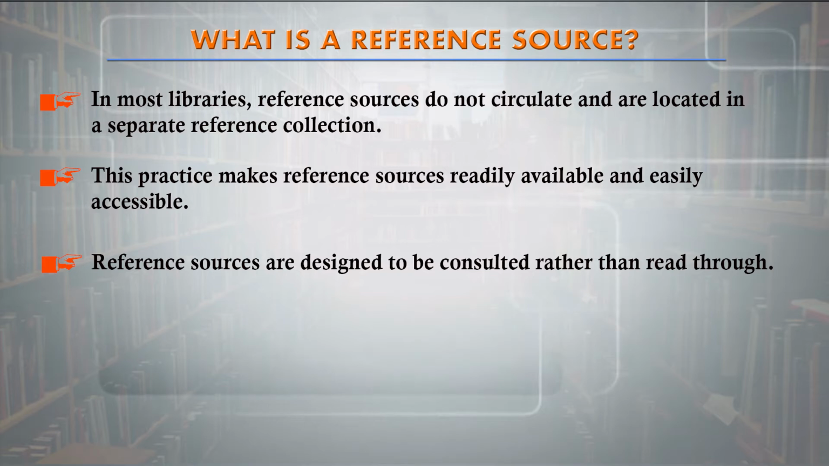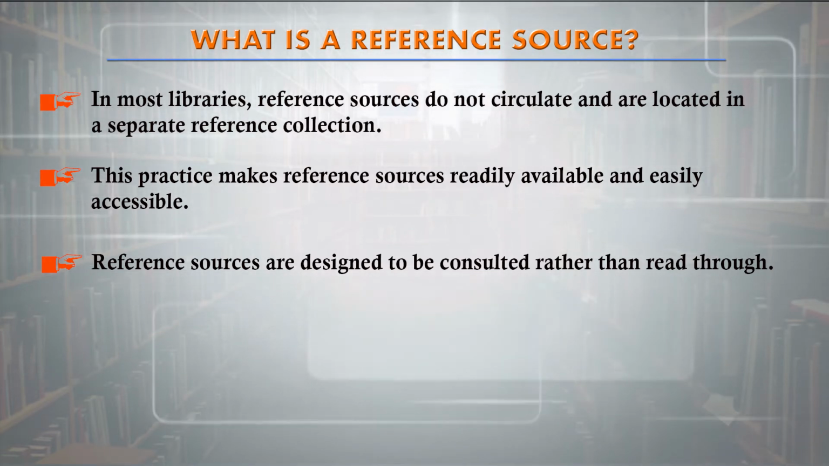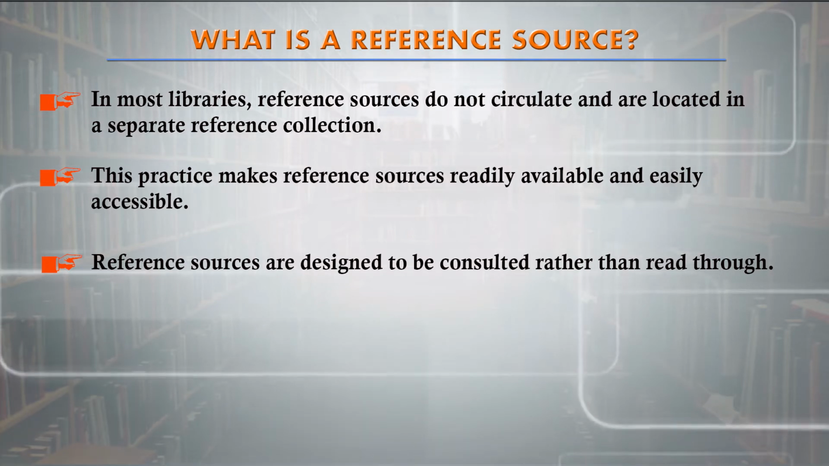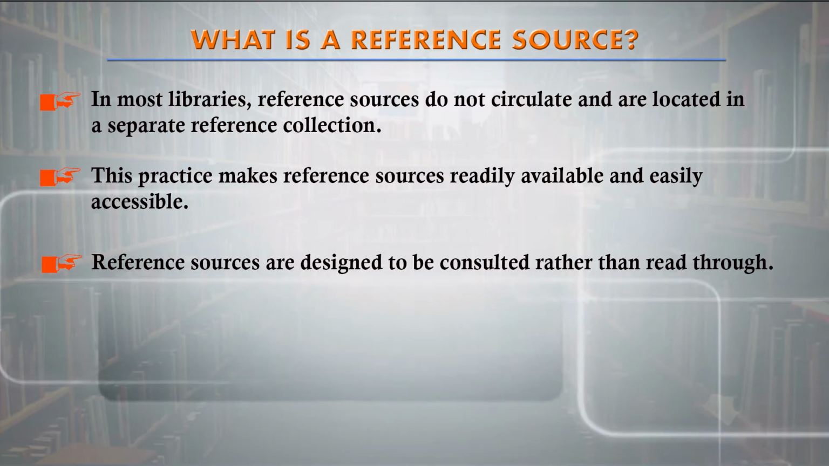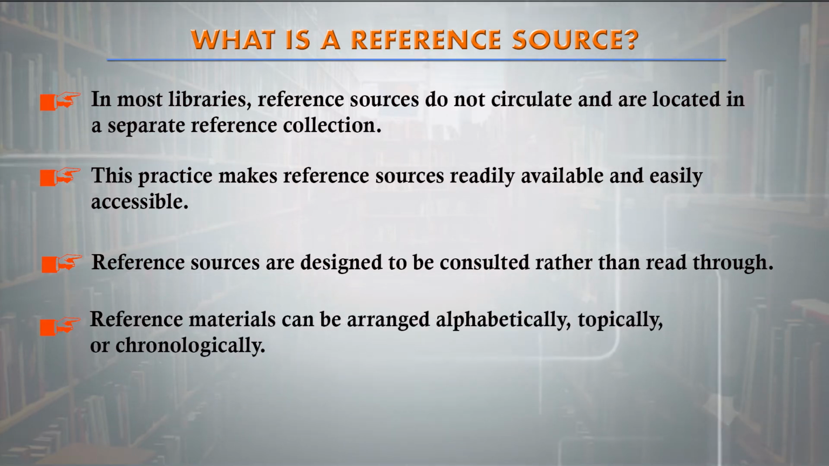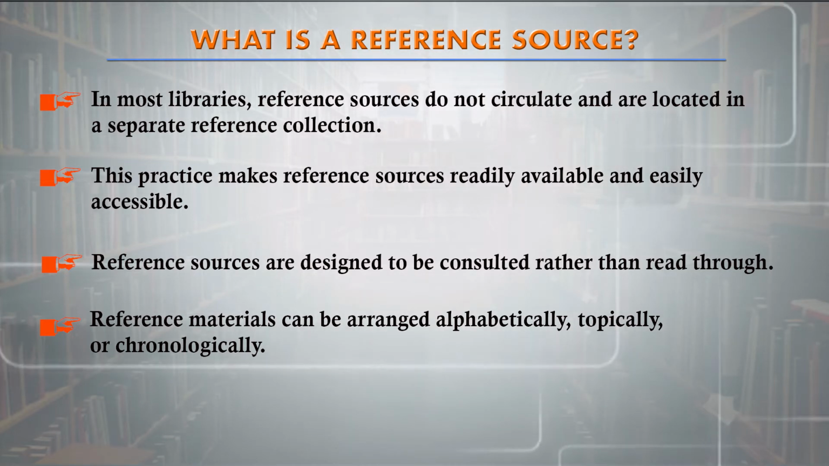Reference sources are designed to be consulted rather than read thoroughly, meaning from the first page to the last page. They are not for thorough reading, they are there just for consulting for a specific query. These reference materials can be arranged alphabetically, topically or chronologically. And as far as categorization is concerned, these reference sources all belong to secondary sources of information. We have already discussed secondary sources of information in detail.